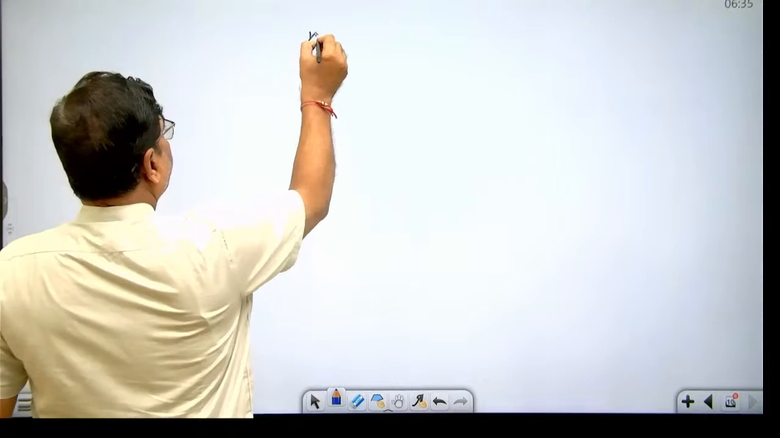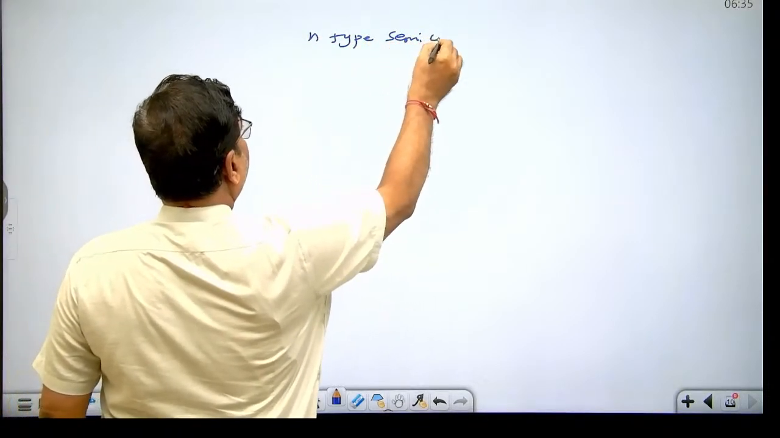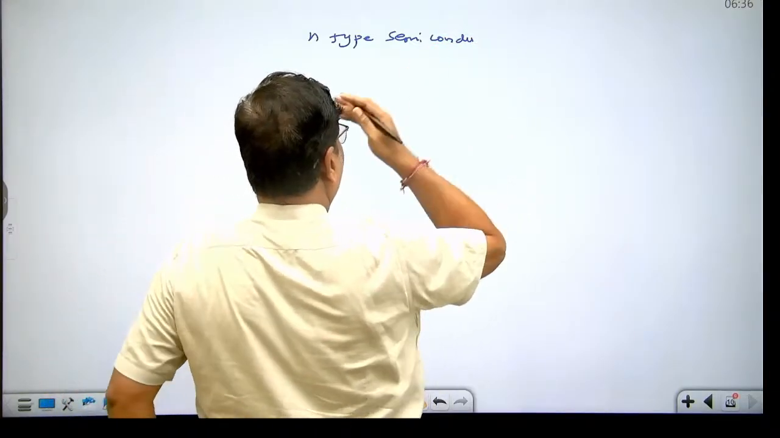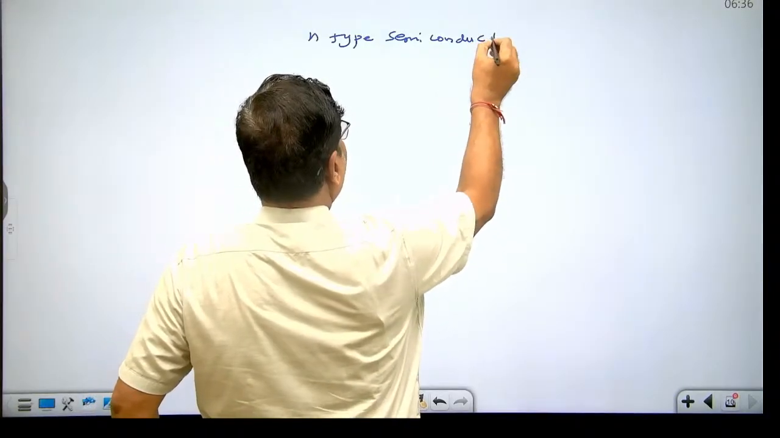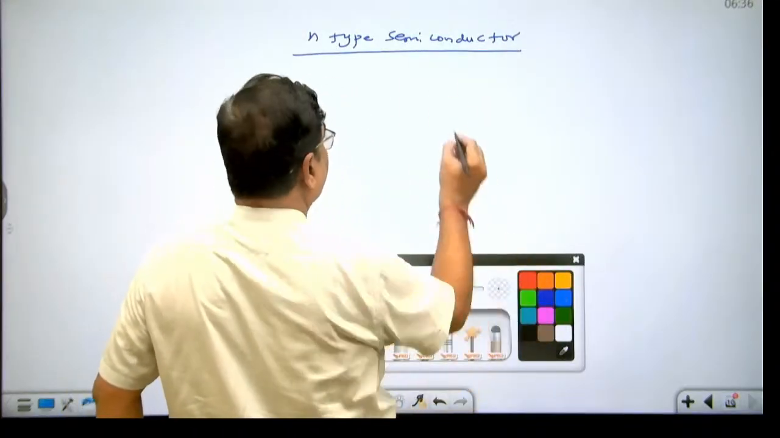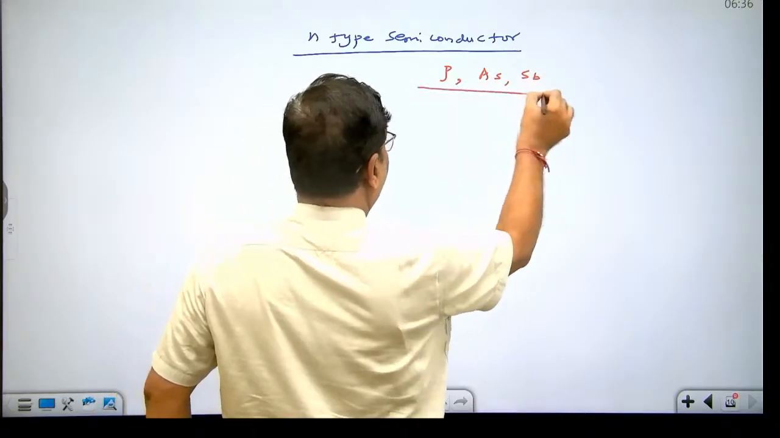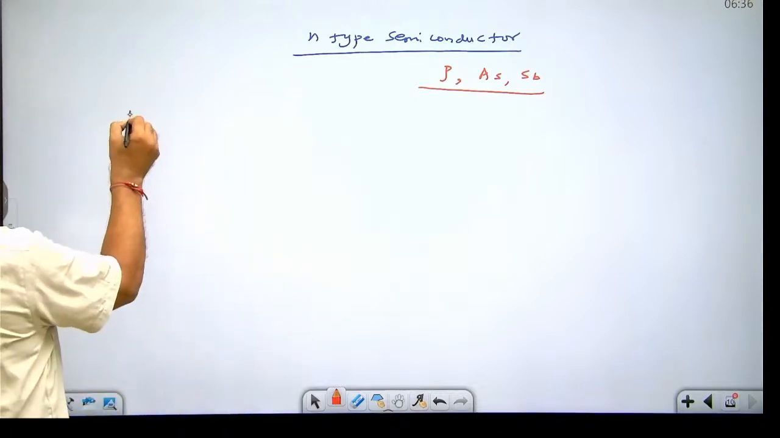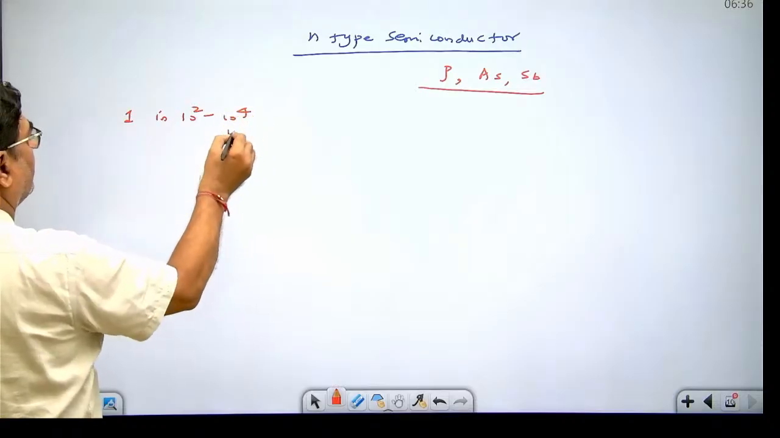Now let's see the N-type semiconductor crystal in particular. How is it formed? When a pentavalent impurity like phosphorus, arsenic, or antimony is doped in a controlled manner. There are three types of doping. One in 10 power 2 to 10 power 4 is called high doping.